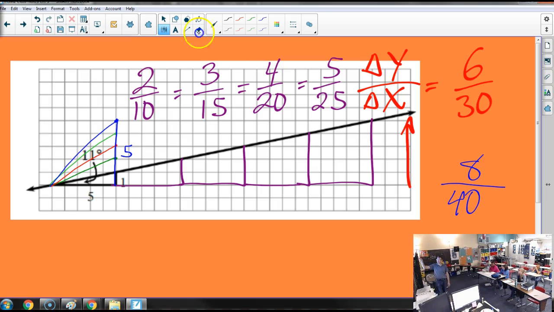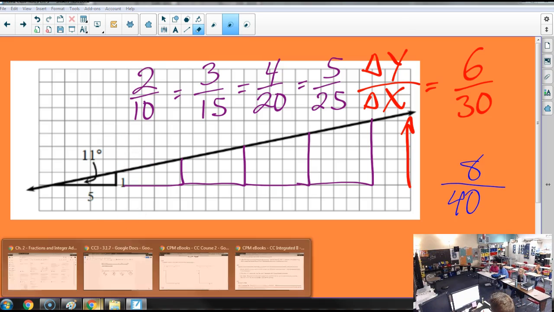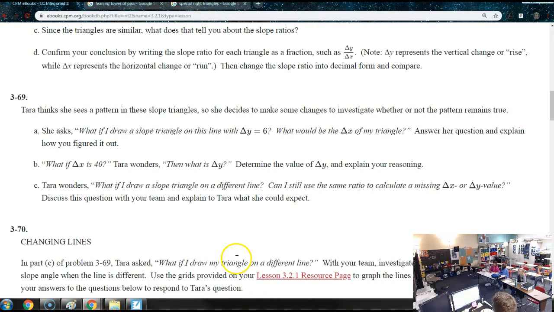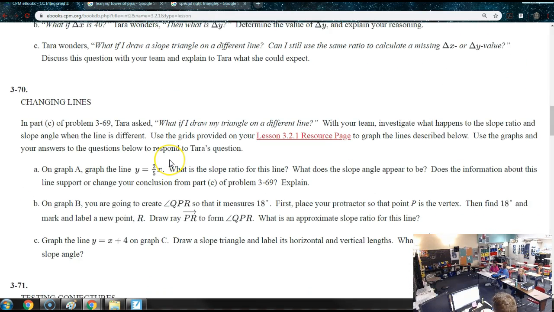But that's only helpful if we want the angle of 11. What if we're not working with 11? Or what if we're not working with a slope that is 1/5? This is where, how is this useful is really what we're saying. So you helped out Tara. Great, wonderful. We found those values. But why? What does it matter?